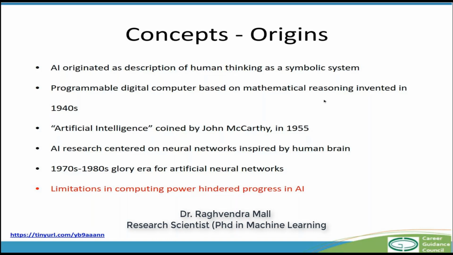As I mentioned earlier, the 1970s and 1980s were the glory era of artificial neural networks. A lot of applications started to appear where people were able to show that you can use these neural networks, which are inspired by the human brain, to solve problems. Some examples are driving a vehicle and following the trajectory of the road.